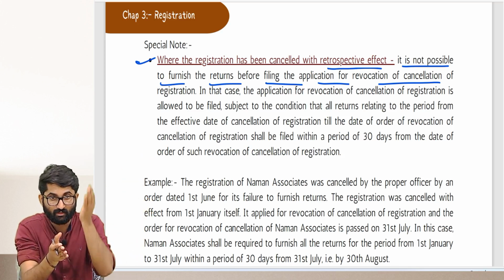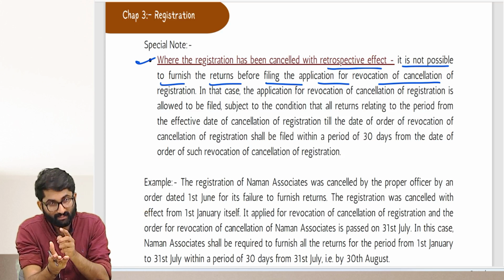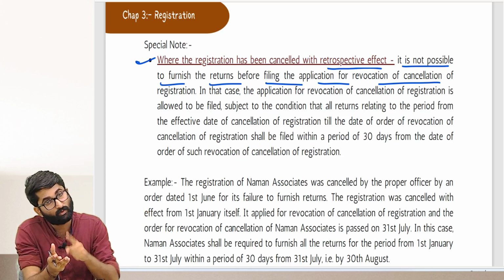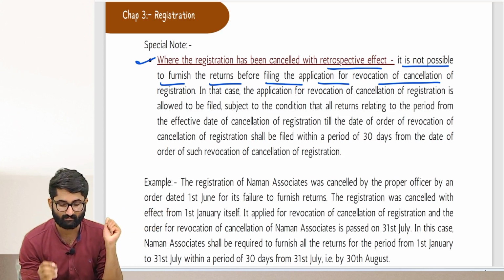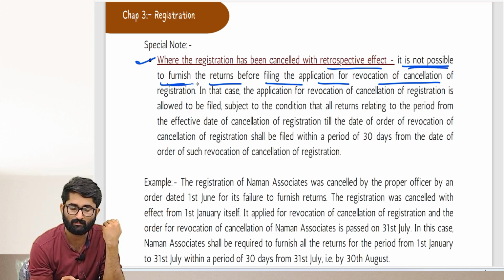May, 1st June you got the order. But they say that your registration has been cancelled from 1st of May itself. So it is not possible to furnish the return before filing the application for revocation of cancellation of registration.